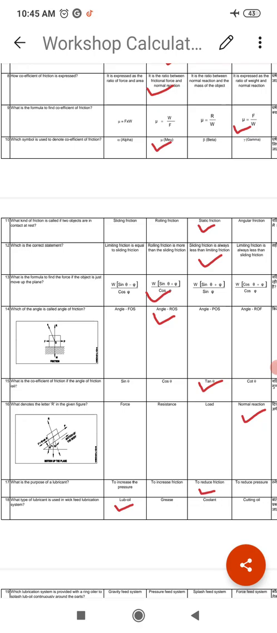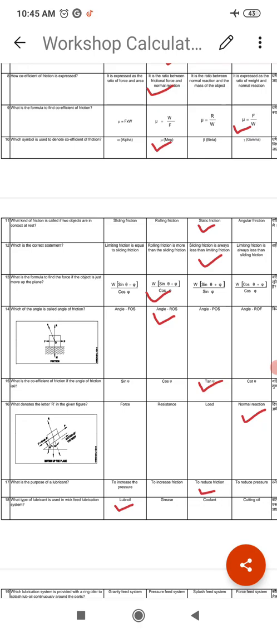Answer is option B, W (sin(theta plus phi)) upon cos theta. Next, which one of the angles is called the angle of friction? Let's see the figure of the question. The answer is option B, angle ROS.